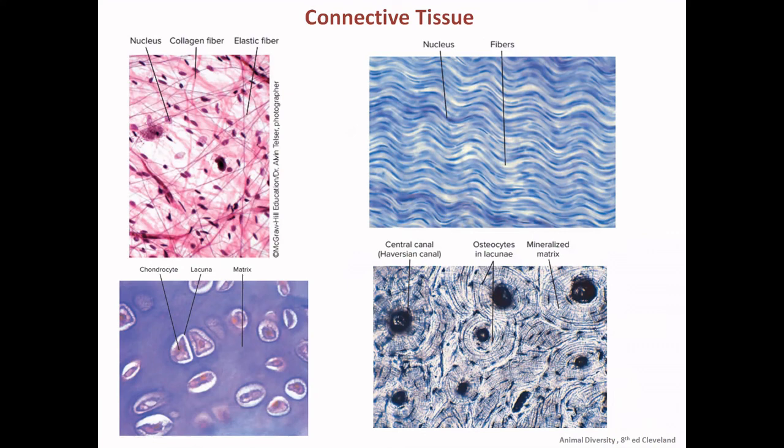Next is the connective tissue that actually connects the different types of the cells. And there is the nucleus here. You can see the collagen fiber and the elastin fiber. Okay, so this is one. The another, this is the chondrocyte, meaning it is the cartilage, and this is the matrix, and this is the lacuna, and this is the osteocyte. So this is the cartilage, this is the bone, and this is another type of the connective tissues.